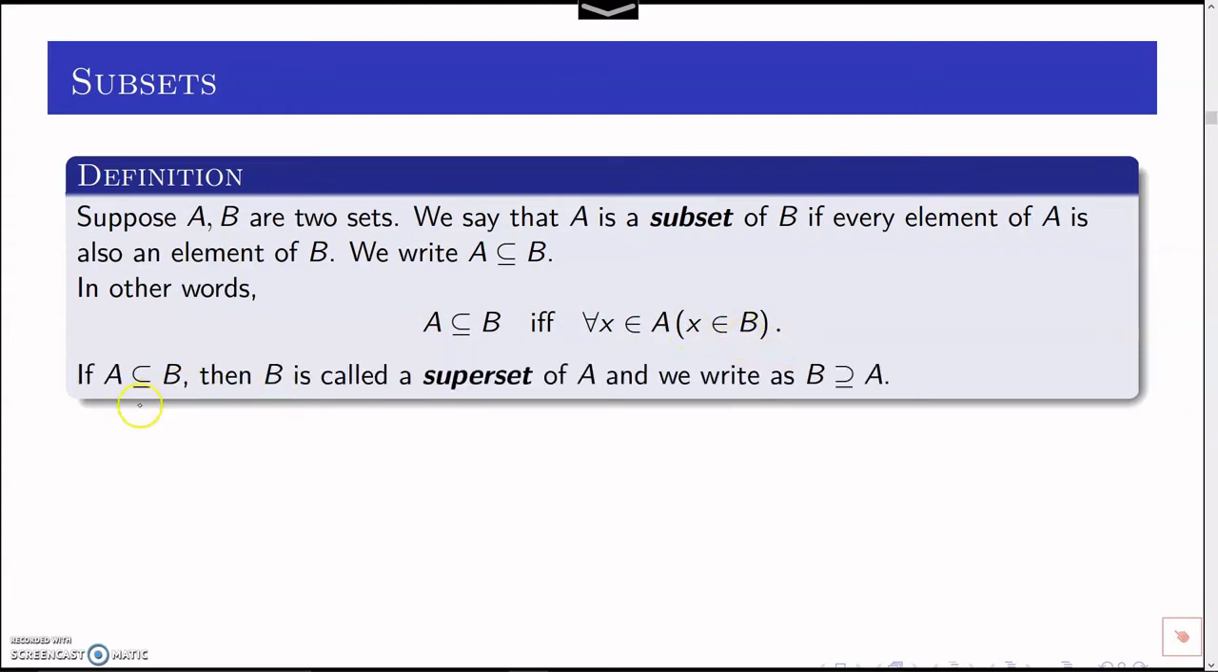Now if A is a subset of B, then another way of referring to this setup is you can also say that B is a superset of A. Okay. So saying that A is a subset of B and B is a superset of A, they mean the same. Okay, and sometimes we also write this B is a superset of A as this. Okay, it's the same thing. So if you read it from your right hand side, you can read it as A is a subset of B.